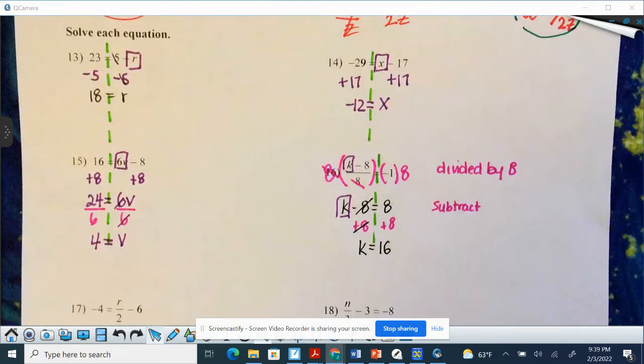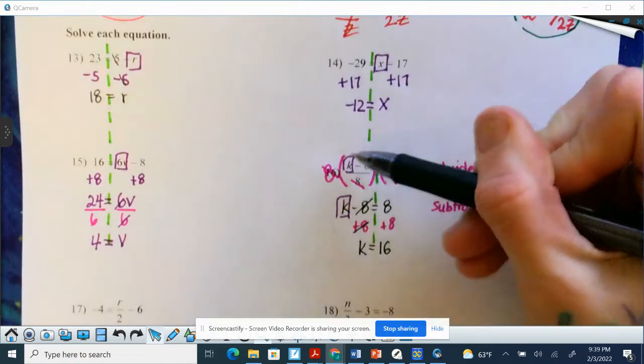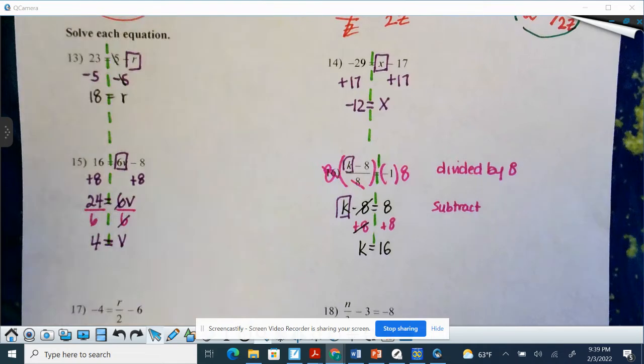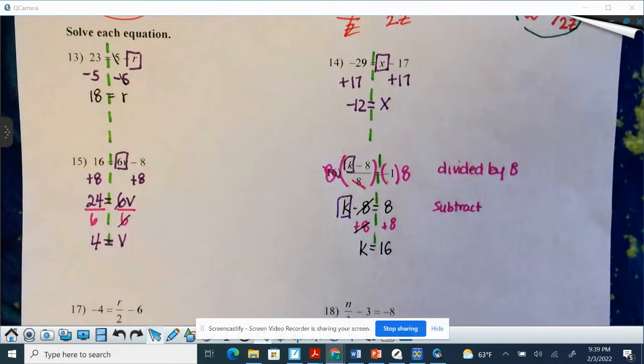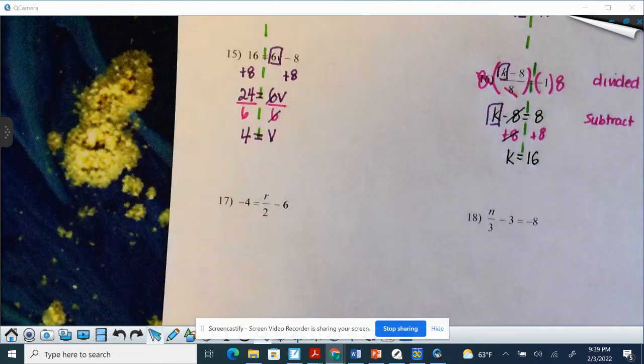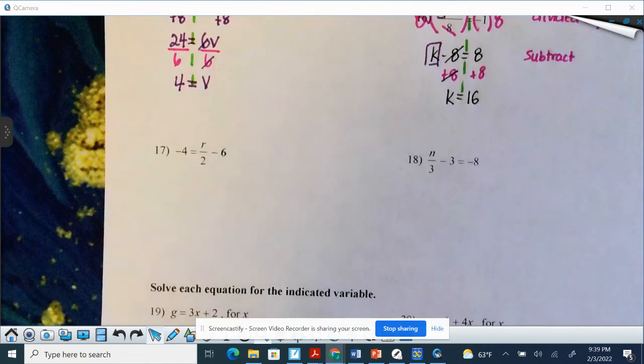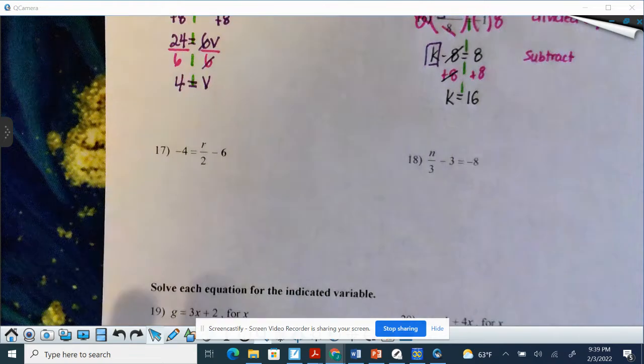So again, this is a big bundle mess, right? That k minus 8 is on top of 8. One step at a time. Again, you've got this. All right, so number 17, not a big bundle mess, but there's that fraction that everyone loves so much. So we're going to put our great divide.